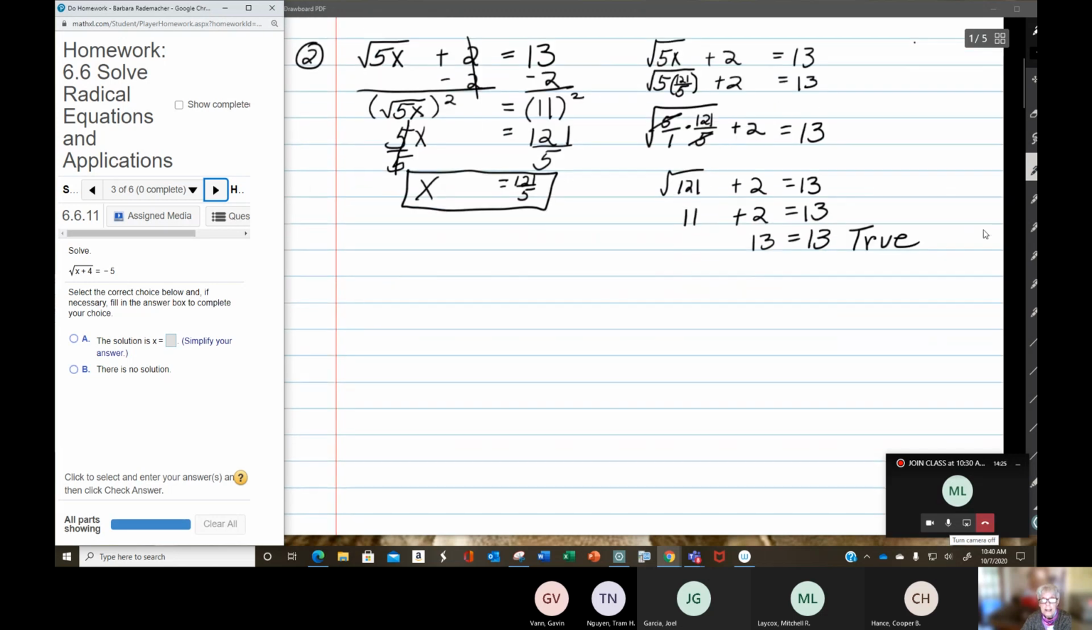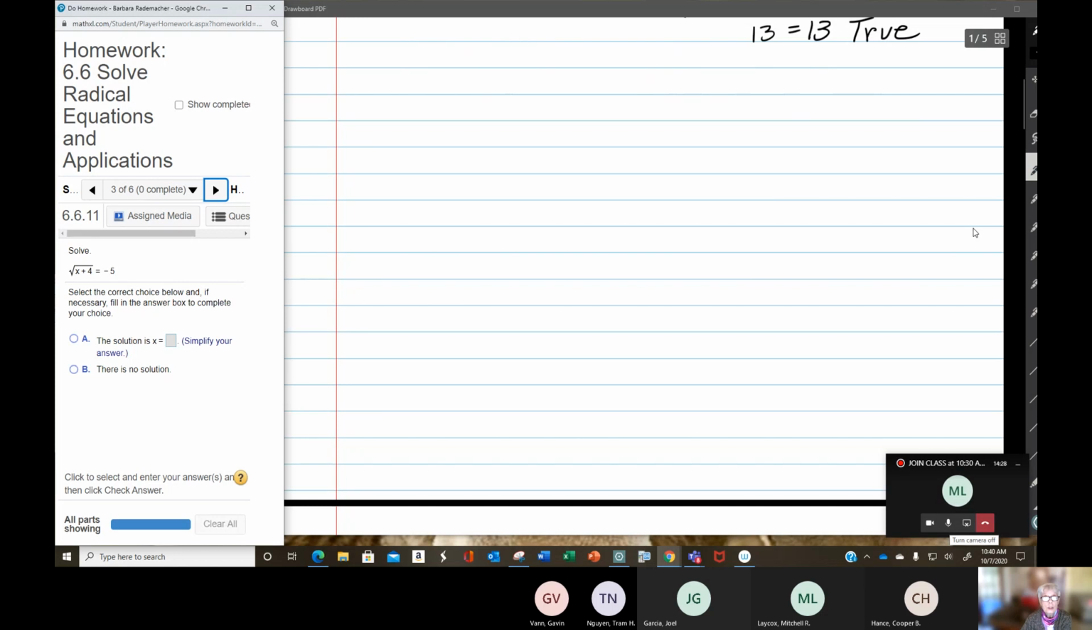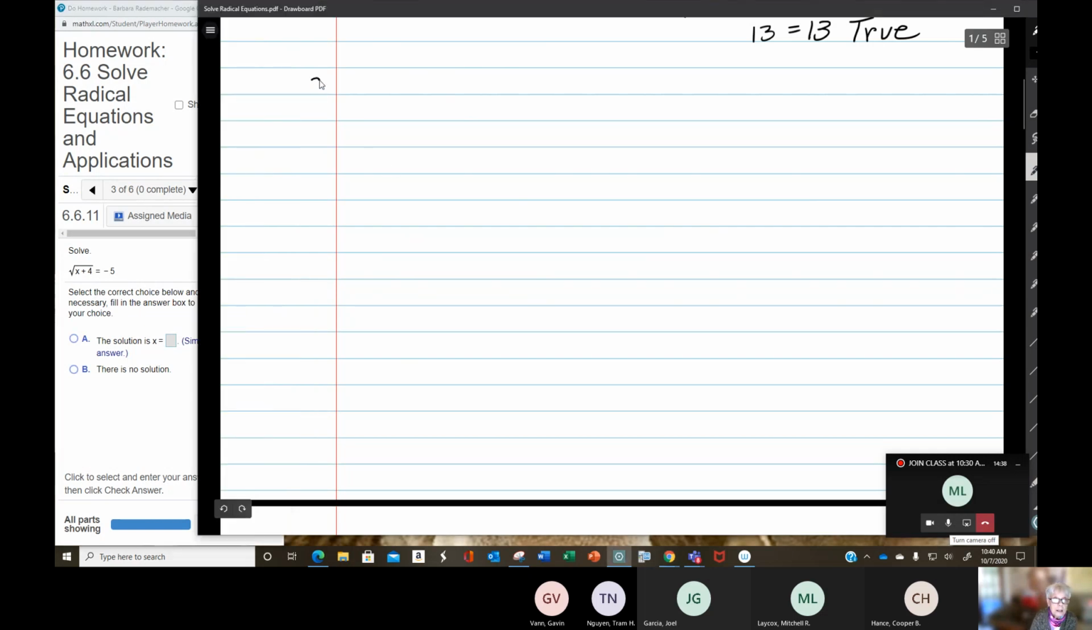As you can see, the basic idea of these is not hard at all. You just, basically, you square both sides once you have your square root all by itself. This is number 3. You'll have one like it, but maybe not the exact same numbers. Okay, now. I've got the radical isolated, so I'm going to go ahead and square both sides.